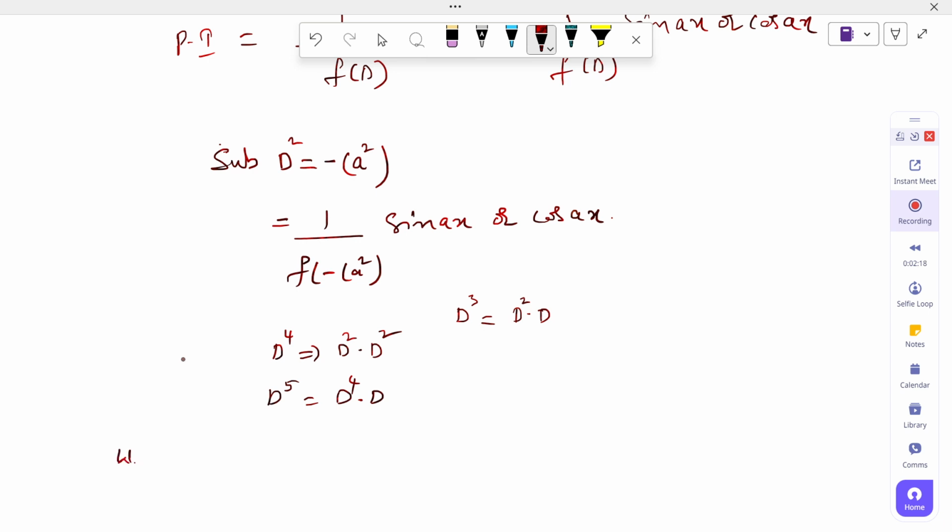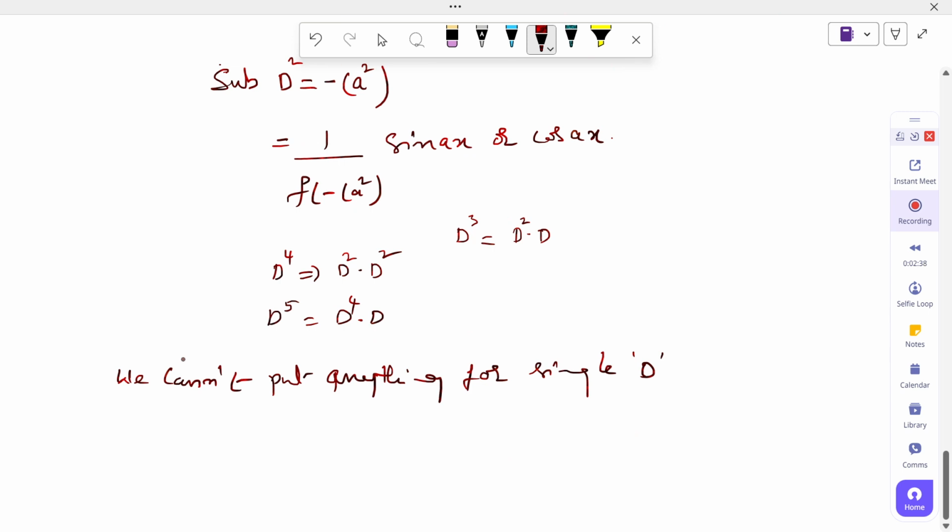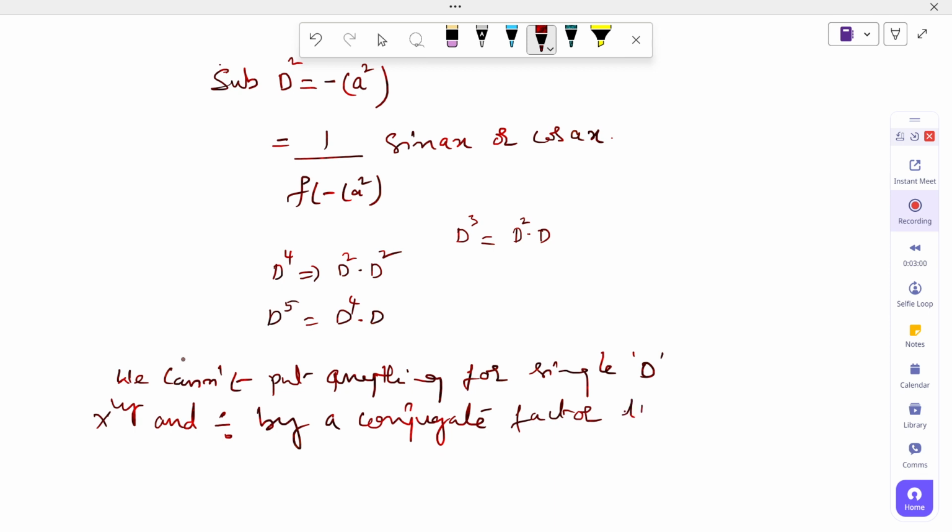We cannot put anything for a single D. In that case, we are going to multiply and divide by the conjugate factor, that is going to be LD plus or minus M according to that equation.